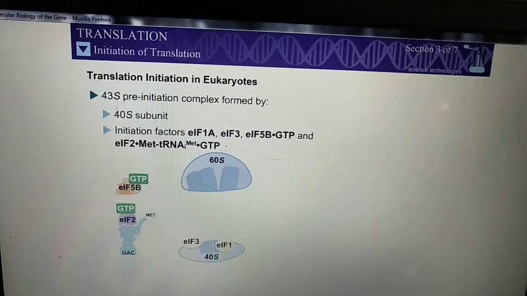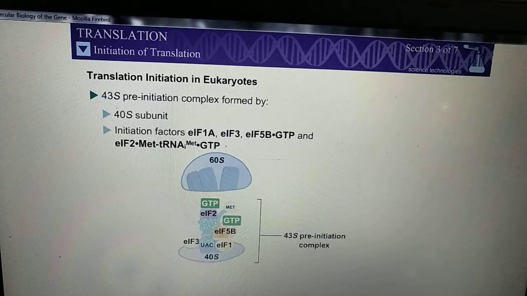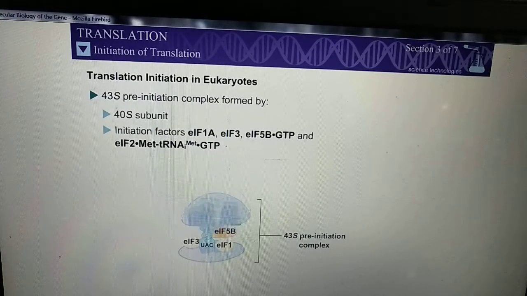Next, eIF5B recruits an eIF2-GTP-Met initiator tRNA complex to the subunit, where eIF2 and eIF5B place the initiator tRNA in the P site. This forms the 43S pre-initiation complex. Note that this pre-initiation complex does not contain messenger RNA.